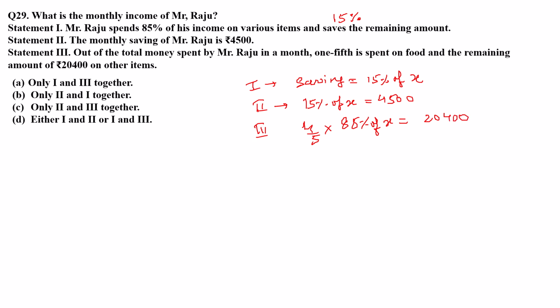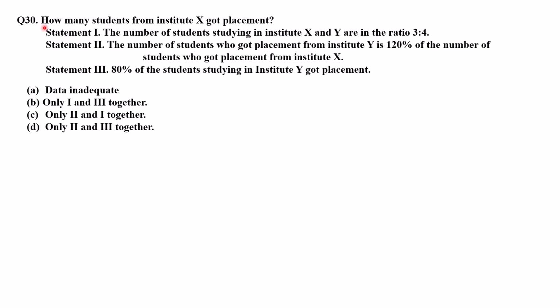So you can see using first and second also I am able to find his monthly income, and using first and third also I am able to find the monthly income. So if you see option D, either one and second or one and third, this is the correct answer. Okay. Now question number 30.